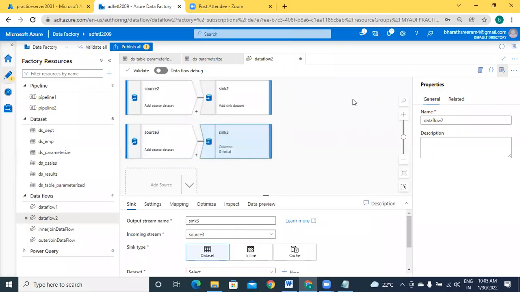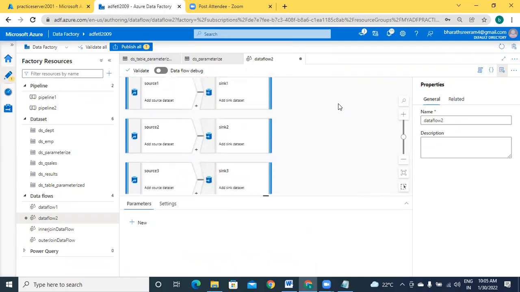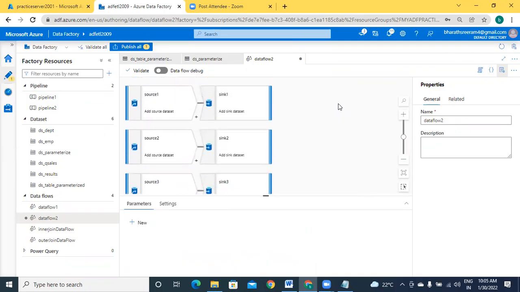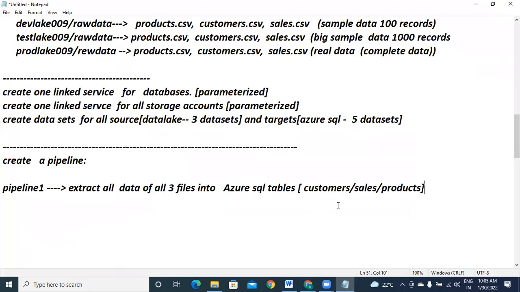but this is a bad idea again. This is one alternative of doing this task. Source 1 is writing into sink 1. Source 2 is writing into sink 2. Source 3 is writing into sink 3. Of course, in this task, you can achieve it like this because you have only a few tables. Think that I have 150 source files and 150 target tables.